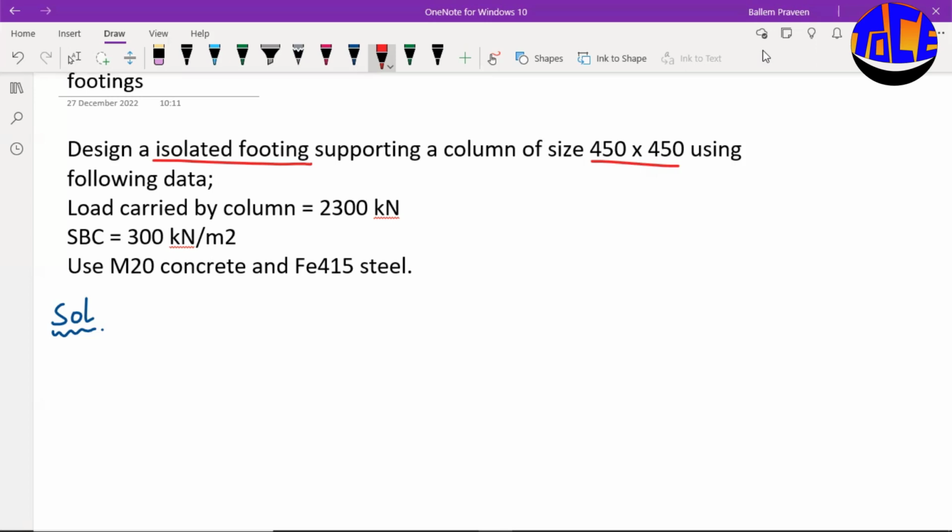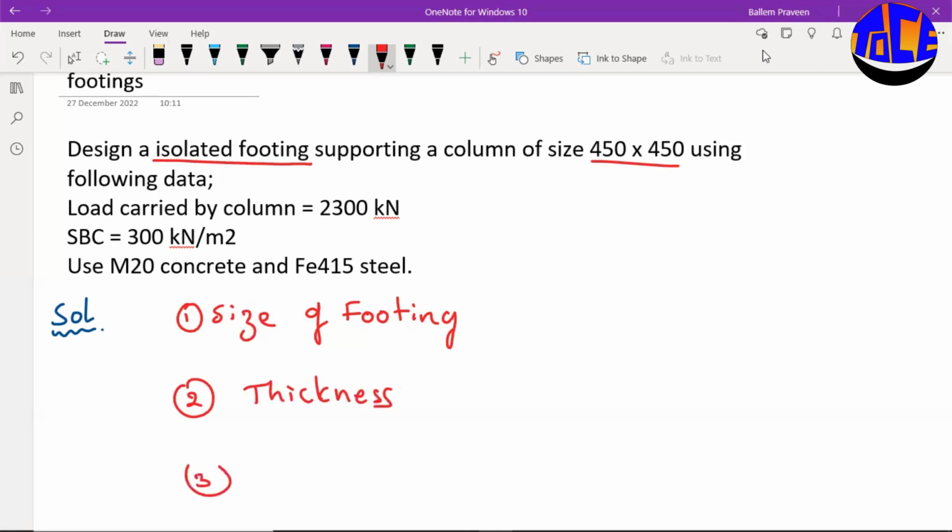Okay. So for designing a footing, you need to determine three things. One is the size of footing. The second one, you need to determine the depth or thickness of the footing. And the third one, the reinforcement. So for designing any footing section, these three things you need to find out.